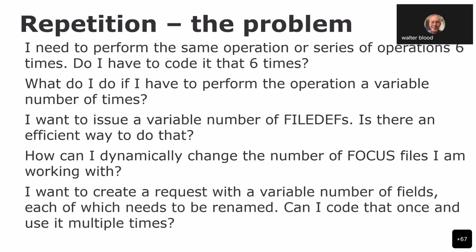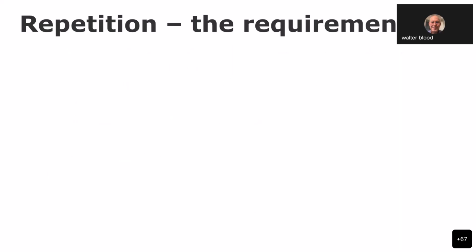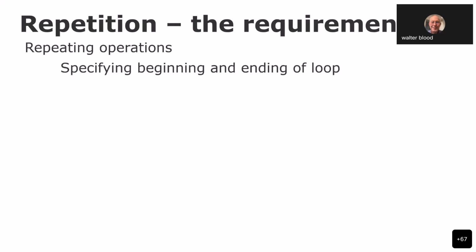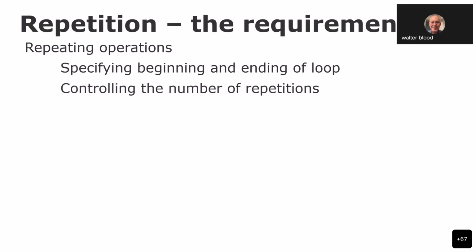I want to create a request with a variable number of fields, each of which needs to be renamed. Can I code that particular concept once? In other words, how do I affect the stack that I'm working with? Now, when we're talking about repeating operations, we're talking about creating a loop, all right? And we have to specify the beginning and the end of the loop. That's required. We also have to control the number of repetitions, all right?